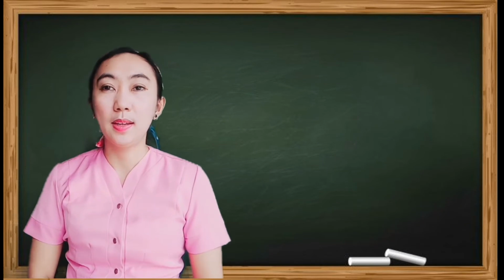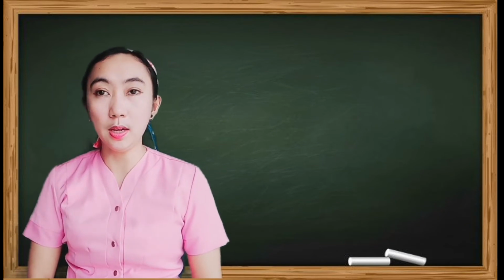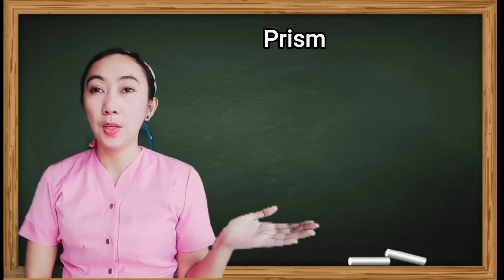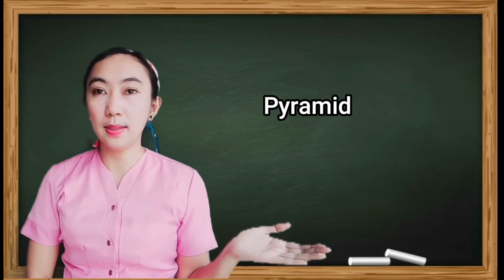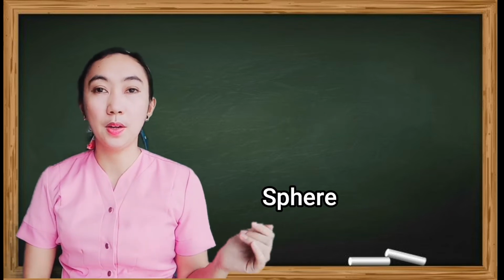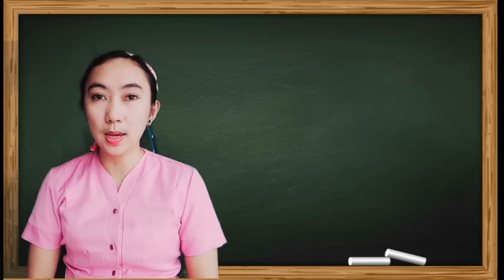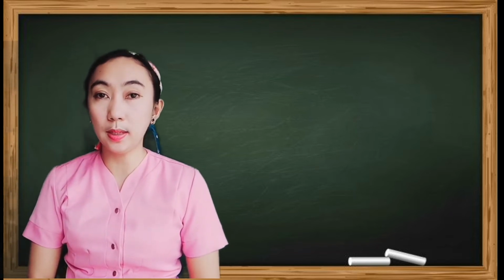This time, let us know the different solid figures, particularly prism, cube, pyramid, cylinder, cone, and sphere through this song. So I want you to listen carefully and take down important details from this song.